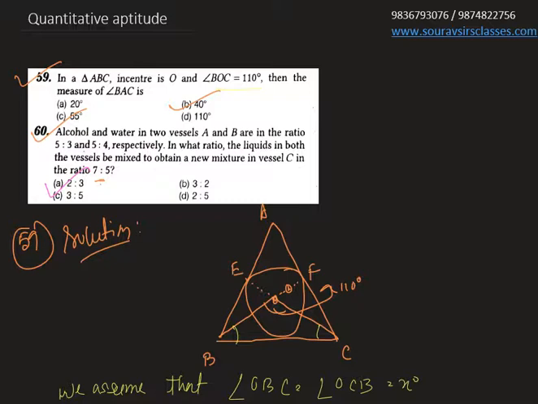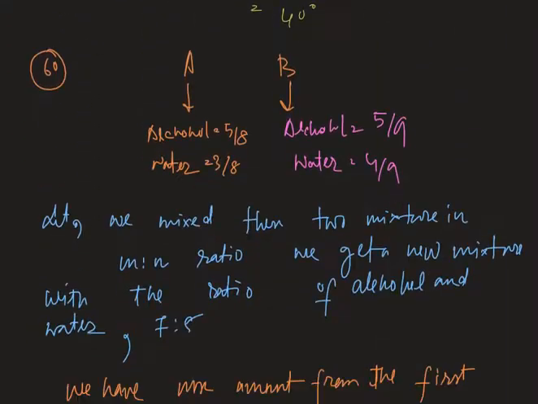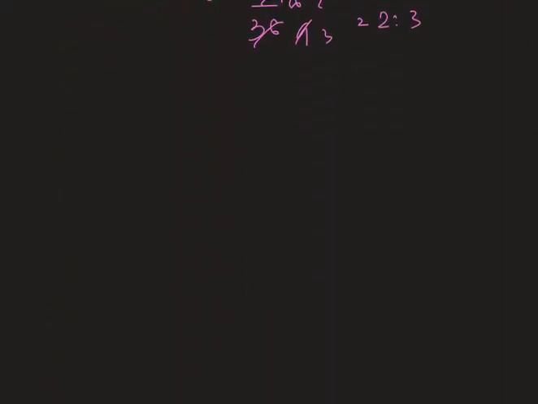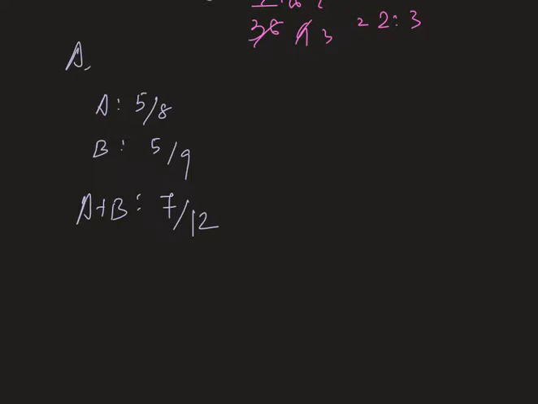But there is also a trick to solve this question, which helps us to solve this problem in a very quick manner. So let's see that trick. We already have the amount of alcohol in vessel A as 5/8 and in vessel B as 5/9, and the combination of A and B as 7/12. This is for alcohol.